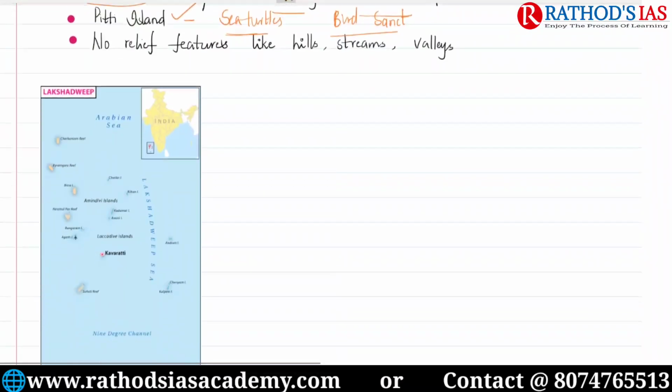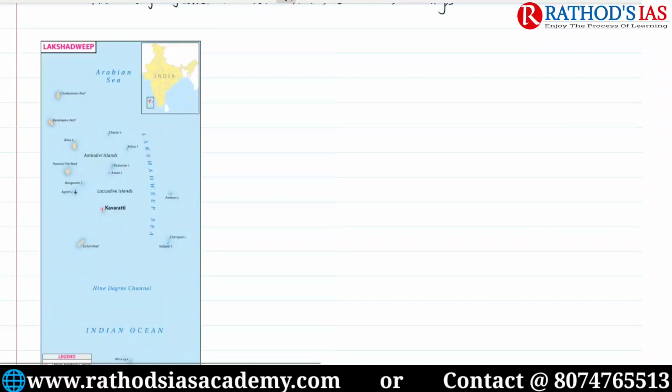And now let us have a look over the map. So this is Lakshadweep Islands, and here you can see the small islands are present together, and here you can see Kavarati. Okay, and here this is the 9 degree channel, and here we have Minicoy, and here the 8 degree channel is present. And you have to see some important islands like Agatti here, Amini here, Bangaram here. Okay, so these are some important islands that you have to see.